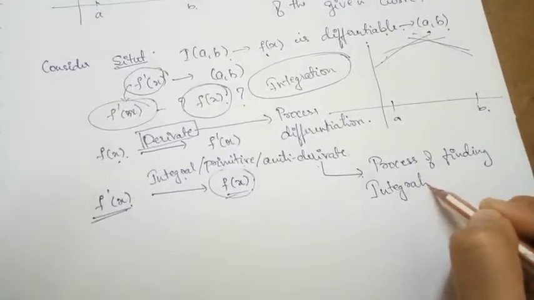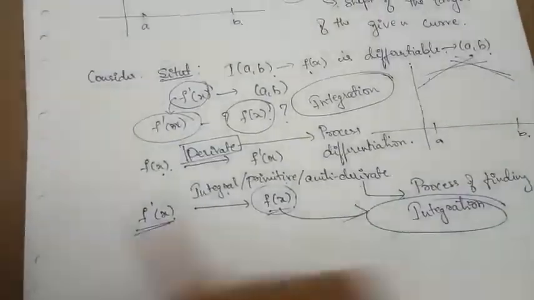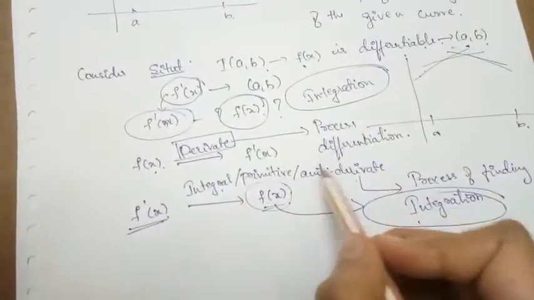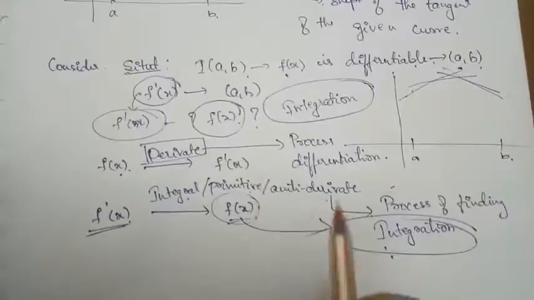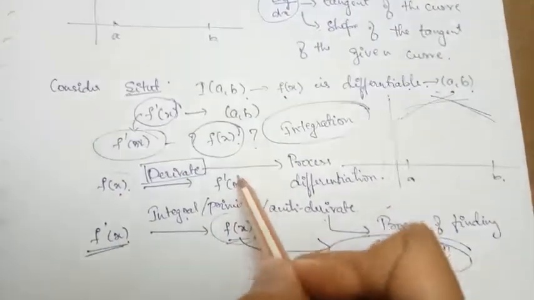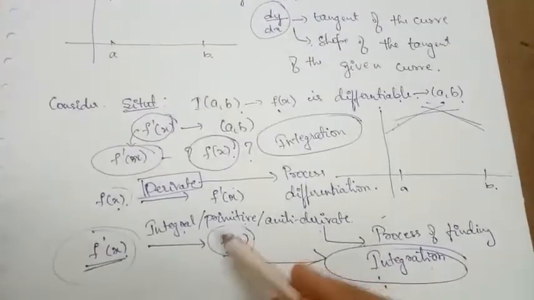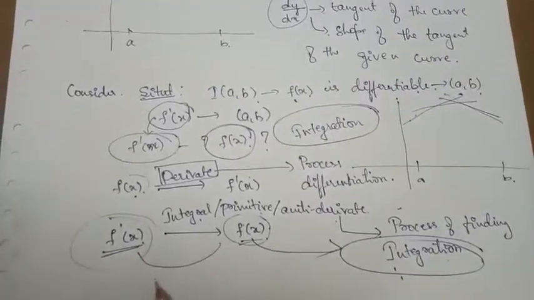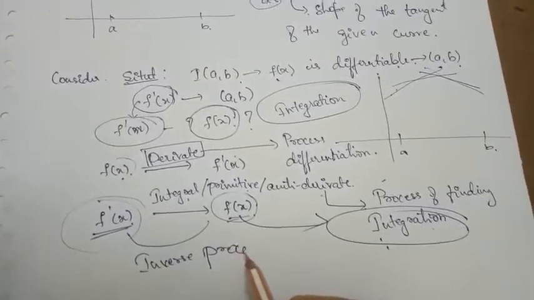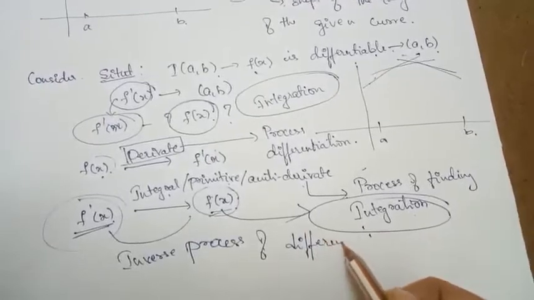Integration. The process of finding this antiderivative is called integration. So clearly, integration is a reverse process of differentiation. In differentiation, we know the function and we take the derivative. In integration, we know the derivative and we need to find the given function. So clearly, integration is the inverse process of differentiation.